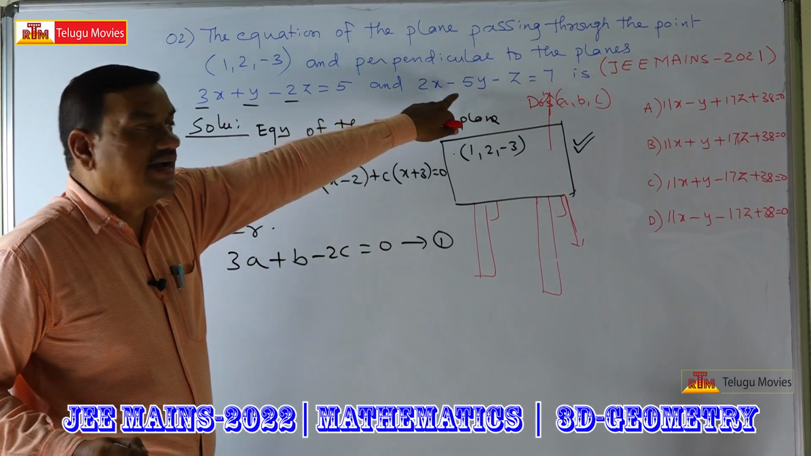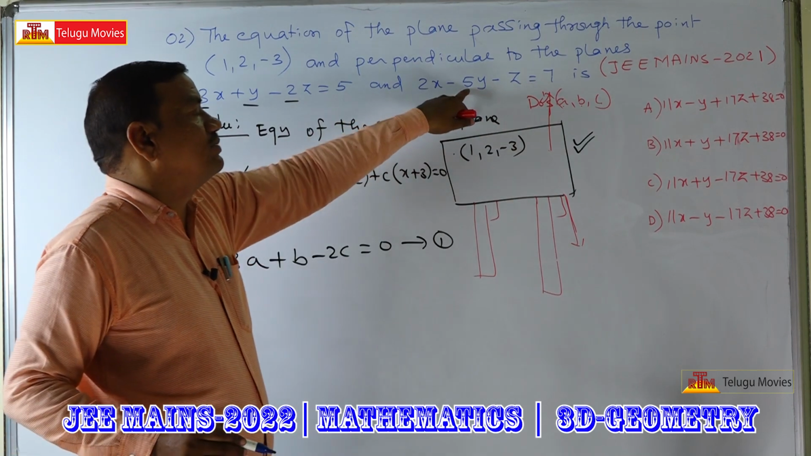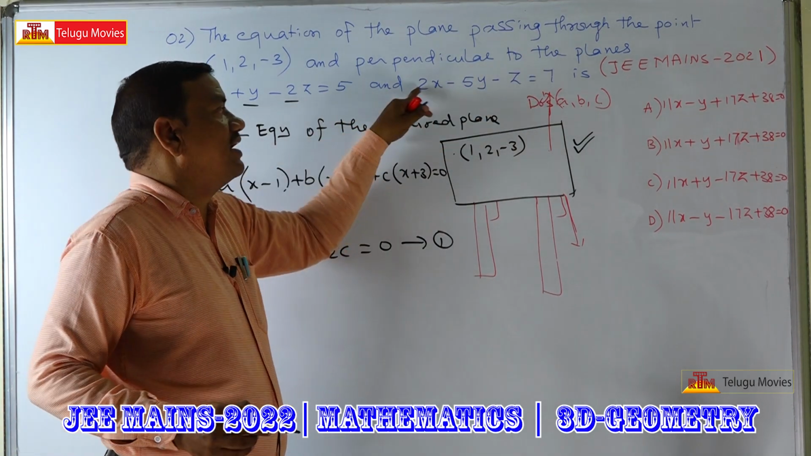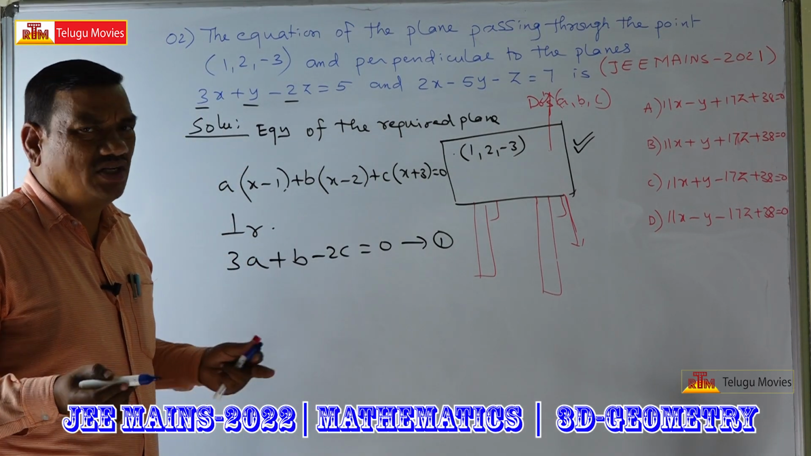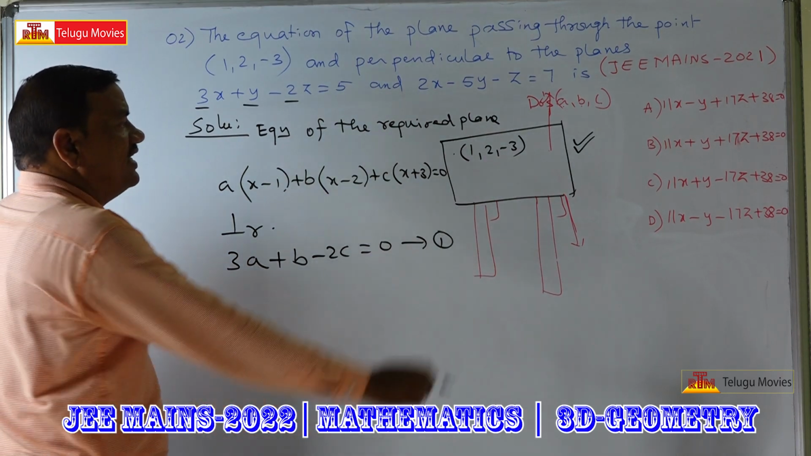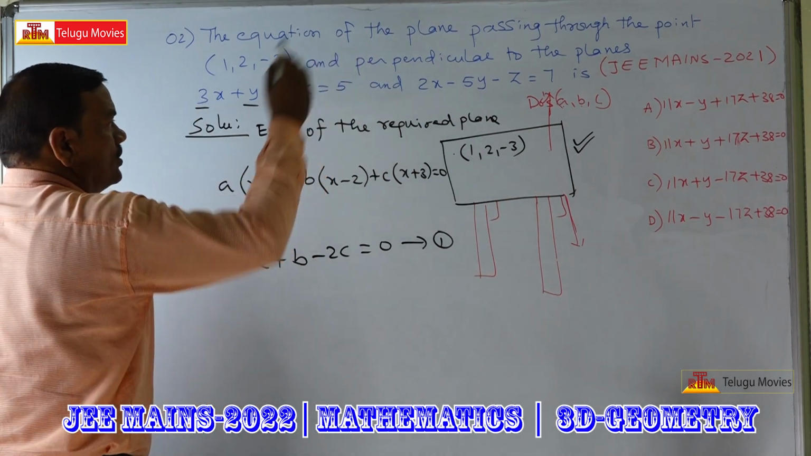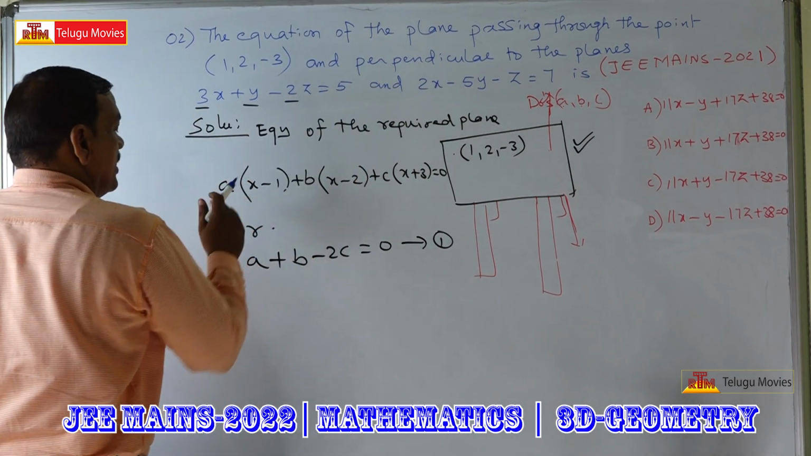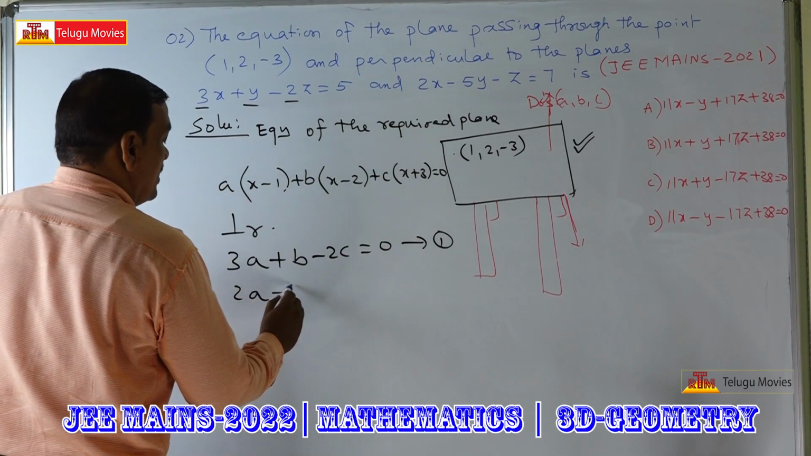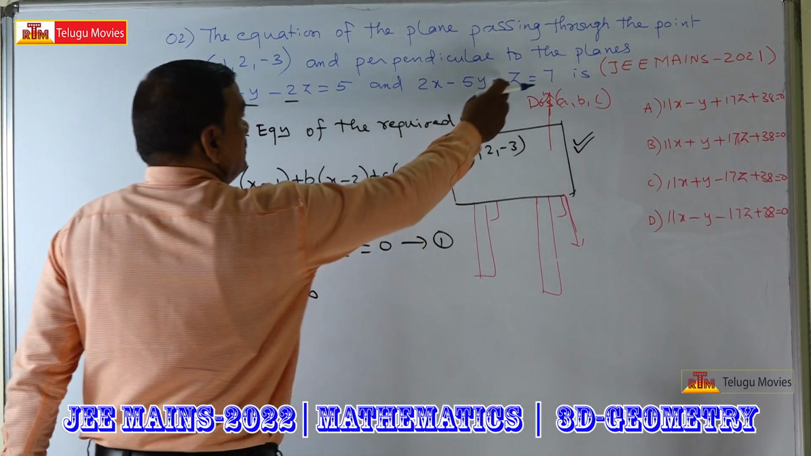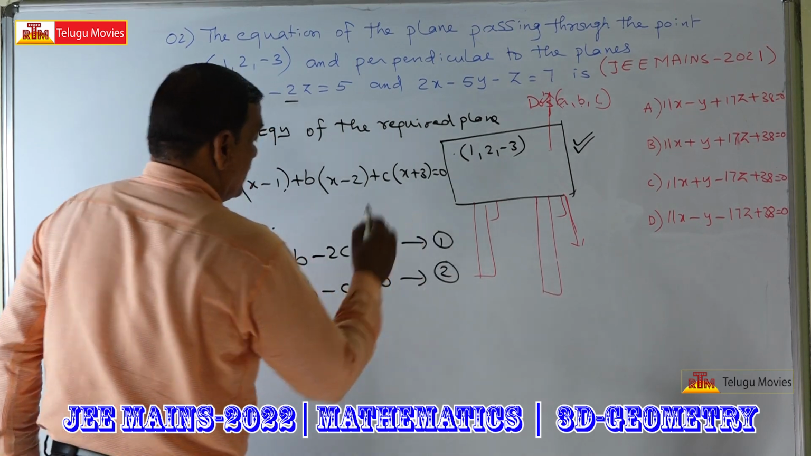Second, this second plane and our required plane are also perpendicular. So this is ax plus by plus cz is equal to d, where a, b, c are the drs of the normal of that plane. That is also a basic concept you should know. So what are the drs here? 2, minus 5, minus 1. Again a1 a2 is 2a, b1 b2 is minus 5b, and c1 c2 is minus c, equal to 0. This is the second equation.